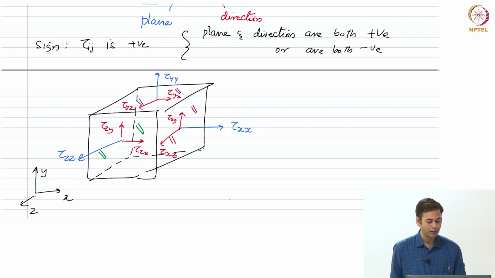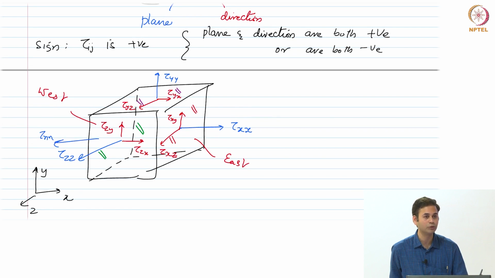Now, if I were to draw a tau xx on, let us say, this face, the west face, if we call this the east face and this the west face, as a positive stress, in which direction should I draw it? Is it in the negative x direction or in the positive x direction? In the negative x direction, because it is acting on a negative x plane. So, this tau xx would be a positive quantity acting on a negative x plane in the negative x direction. We would consider that for the derivation here.